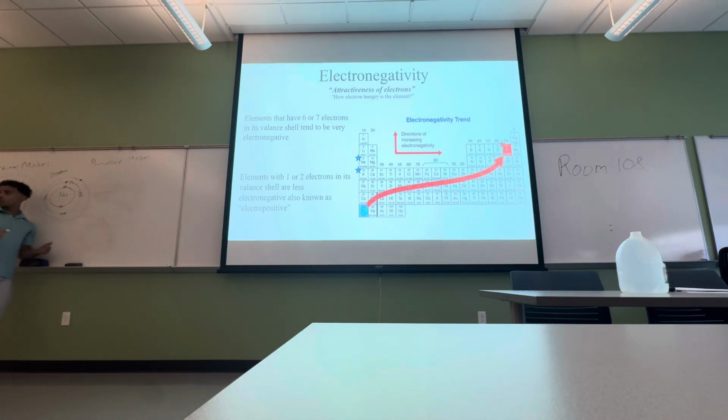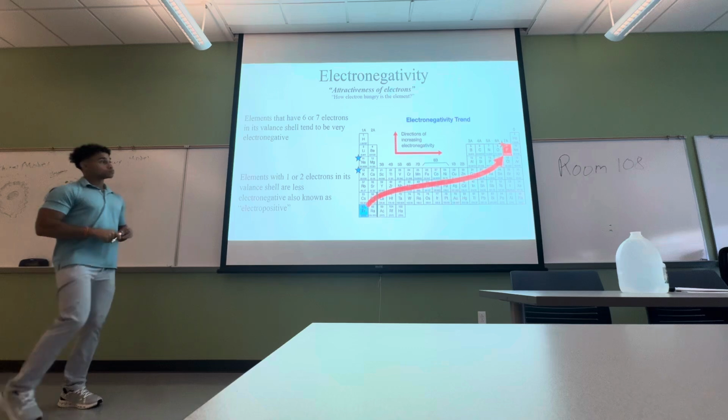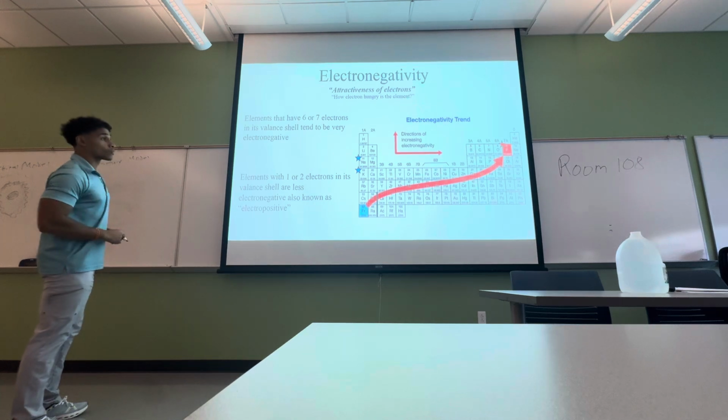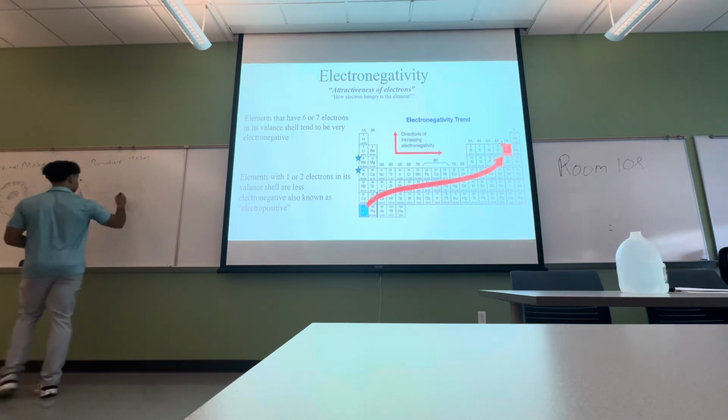Now the third orbital needs 18 electrons to be stable, right? This is its valence shell, the outermost shell. The goal of the game is to try to keep the outermost shell filled. And we'll say, let's say fluorine.